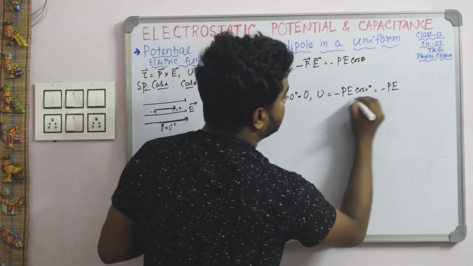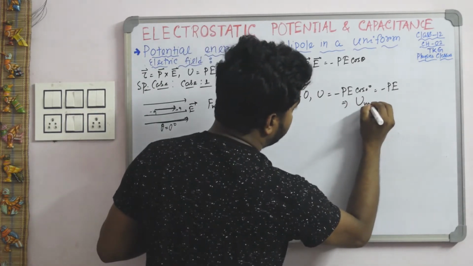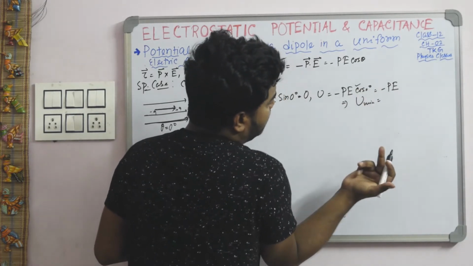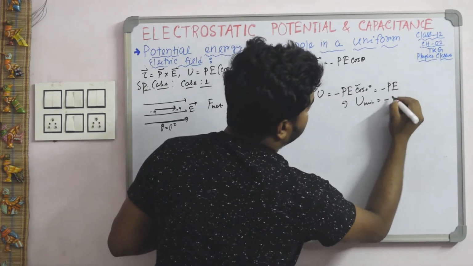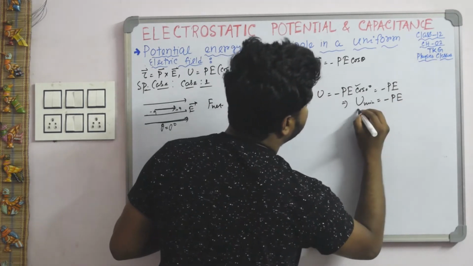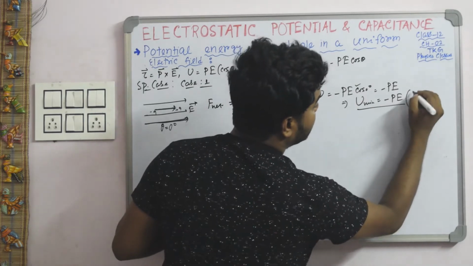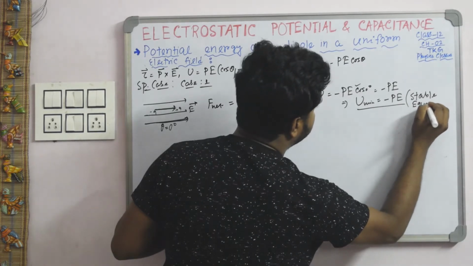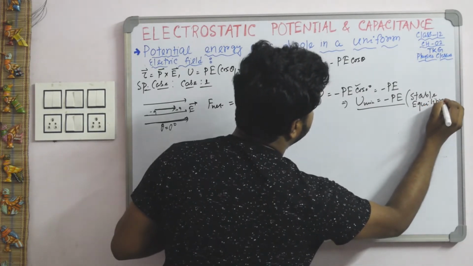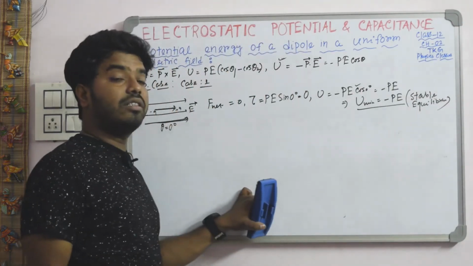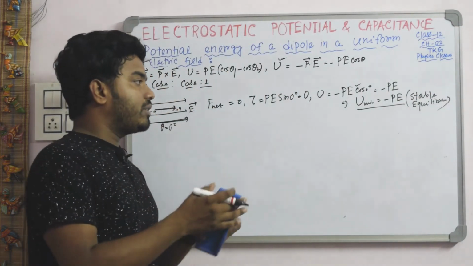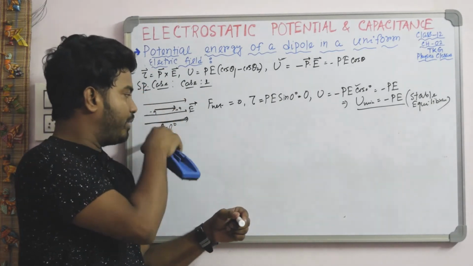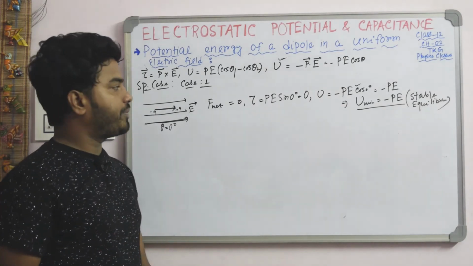This potential energy is the minimum value, because the minimum value of cos theta is 1 or minus 1. Okay, that is U minimum, equal to minus PE cos theta. This condition is called stable equilibrium, that is the system is in stable equilibrium, when the direction of the dipole moment and the direction of the electric field are parallel to each other. Clear? Okay.